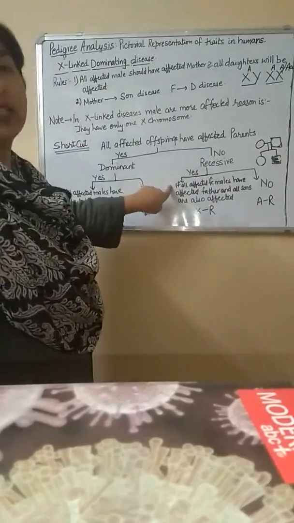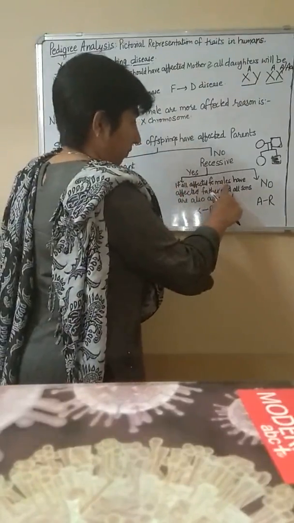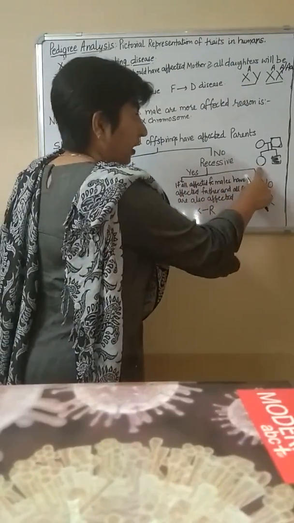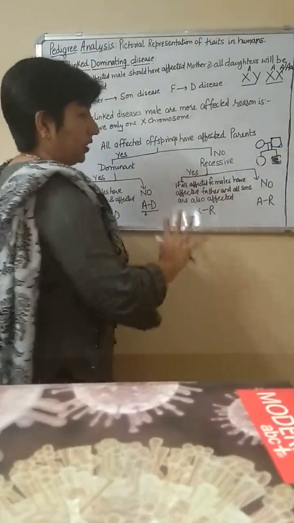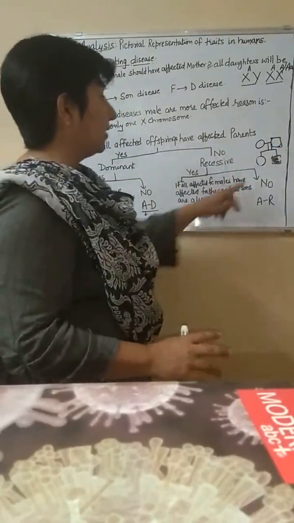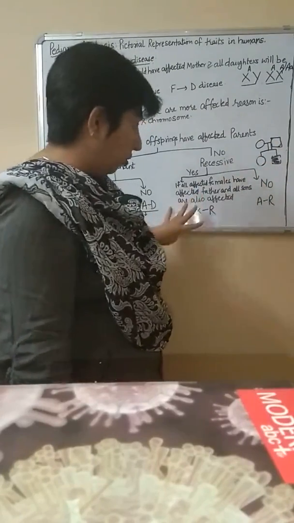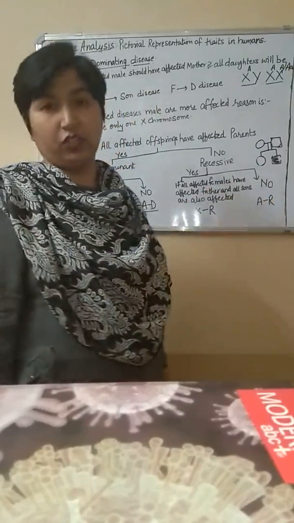Now, for X-linked recessive, what is the condition? All affected females should have an affected father. No, the female is fine and the father is also fine. All sons are also affected. No, this is not coming down. So we have to see what it is. This can be no, and the condition comes up as autosomal recessive.